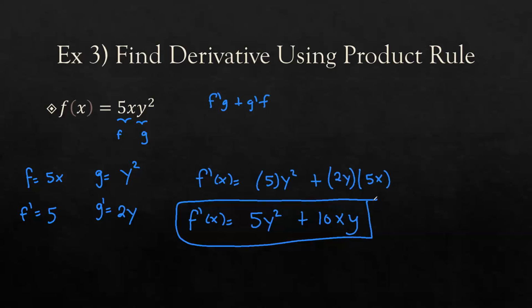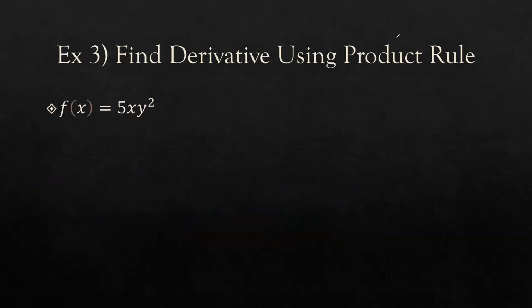Okay. Let's move on to example 4. Find the derivative using product rule. So, okay, this is kind of like the last one, but this looks like you would use product rule. Can we use product rule? Are there two terms? The answer is no.